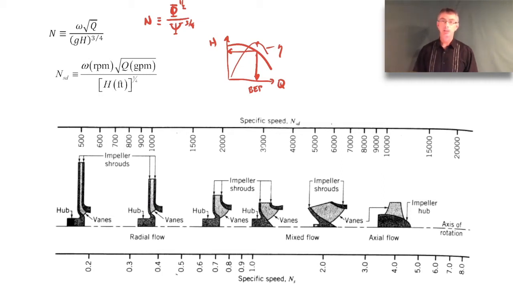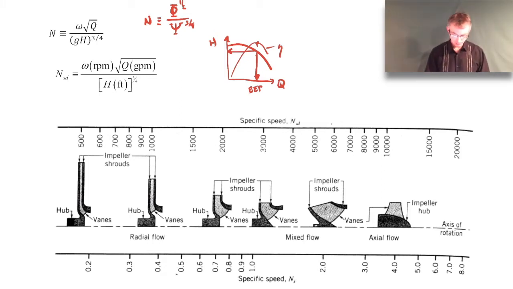These axial flow pumps, we've talked about in a different video, tend to be best suited for high flow rates and low head rises, whereas radial flow style impellers or pumps tend to have higher head rises and lower flow rates, so they'll be at a smaller specific speed. Okay, so that's the idea.